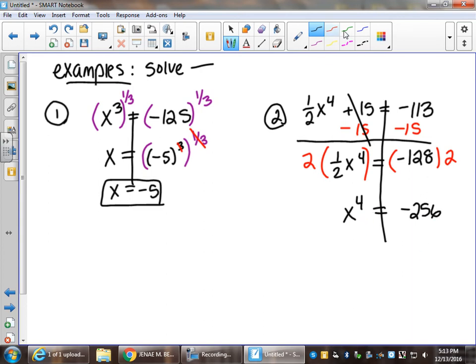The inverse of x to the 4th would be raising this to what power? My hint to you is that it's going to be a fraction. I'm going to raise both sides to the 1/4. And I do that because then when I multiply these powers, 4 times 1/4 becomes x to the 1st. The inverse operation.